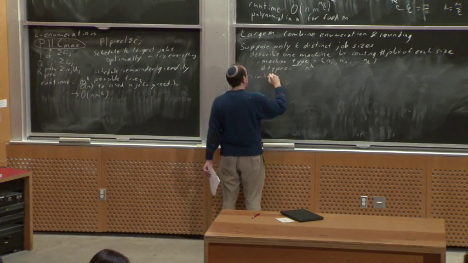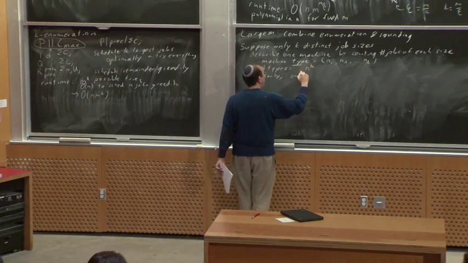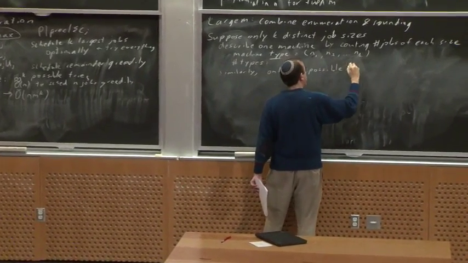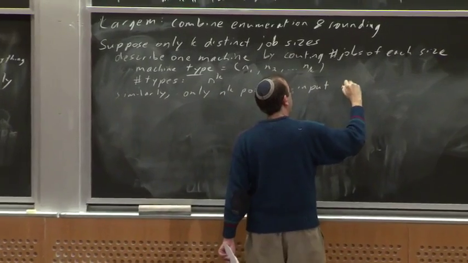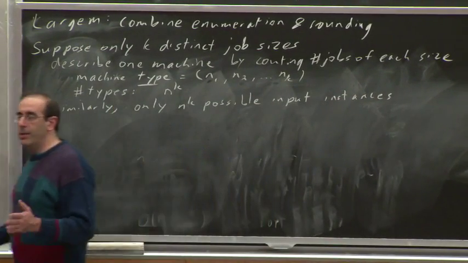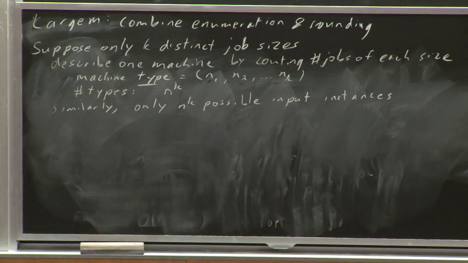Similarly, there are actually only n to the k possible input instances. Right? Because an input instance is also just a specification of how many jobs of each type there are. It doesn't matter which jobs are which. We just need to know how many there are.